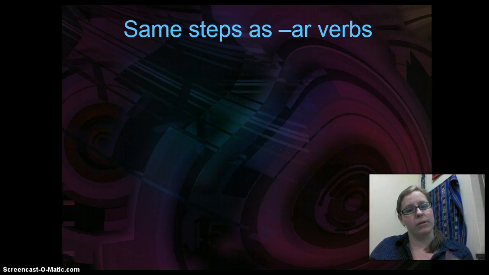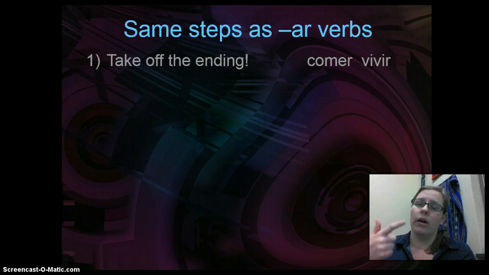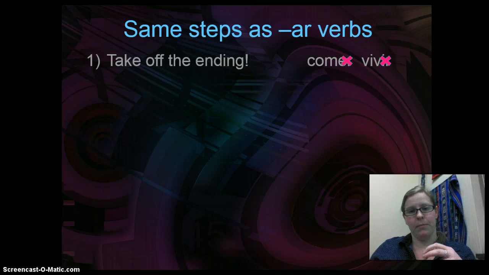And so if you remember, step 1, that's right, you have to take off the ending. So when you ask yourself, what's the ending? It's always the AR, the ER, or the IR. Nothing more, nothing less. That's the ending, okay? So we're using these examples of comer and vivir. Comer is to eat, vivir is to live. So here I have the ER and the IR, so I'm going to cross those out. I'm going to take that ending off. And then I'll be left with the stem, com and vi.